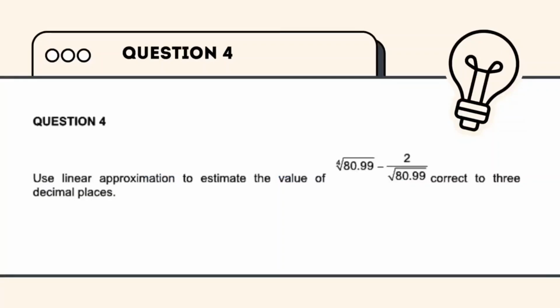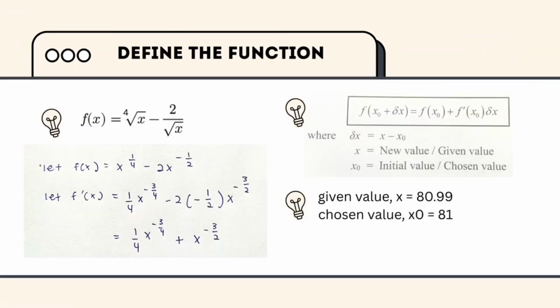That's all. Now, let's solve the last question using linear approximation. We are asked to estimate the value of the fourth root of 80.99 minus 2 over the square root of 80.99, correct to 3 decimal places. We let the function be f(x) equal to the fourth root of x minus 2 over the square root of x, and define it as f(x) equal to x to the power of 1/4 minus 2x to the power of negative 1/2.